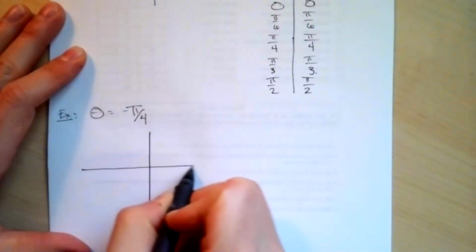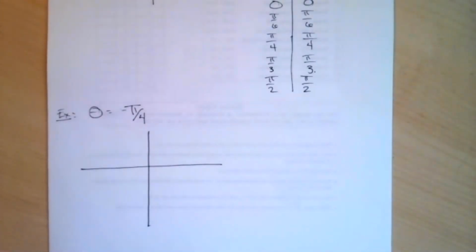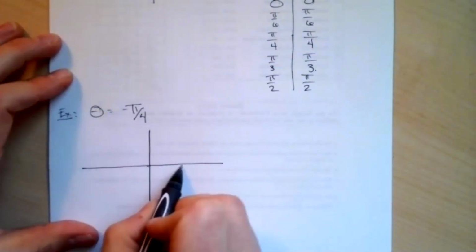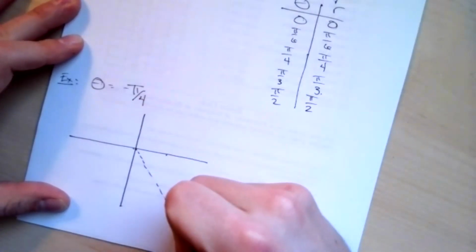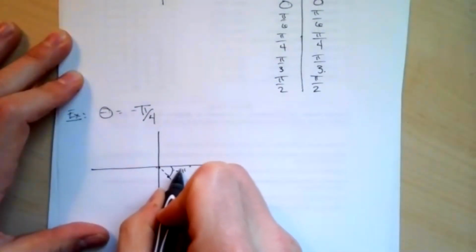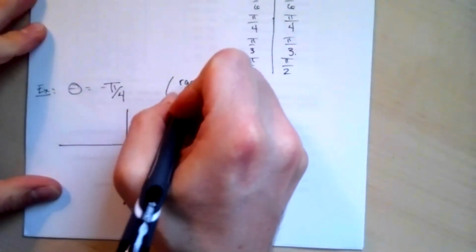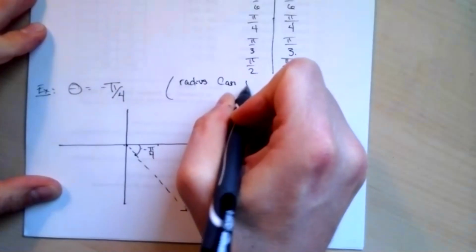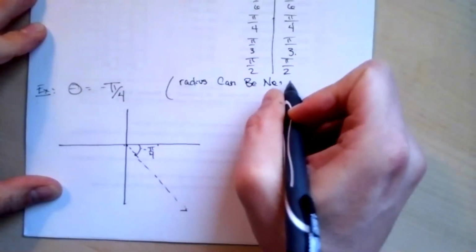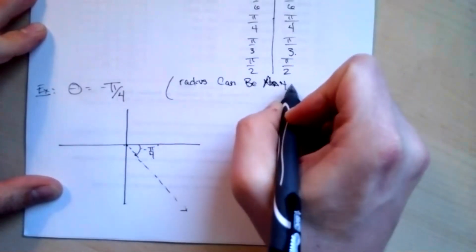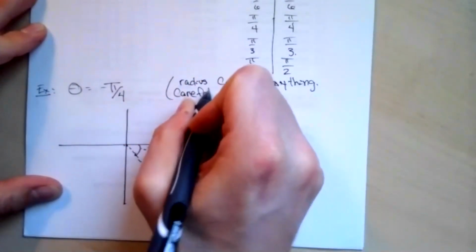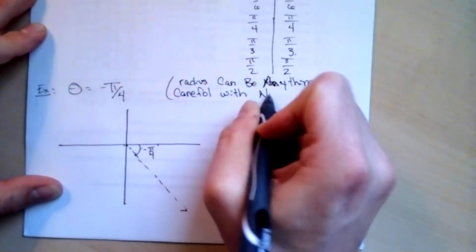What does this mean? So we're restricted on an angle. If we start from our positive x-axis, negative pi over 4 as an angle is the angle that's pointing in this direction. And this is going to tell us that r can be anything. Radius can be anything. And then careful with negatives.